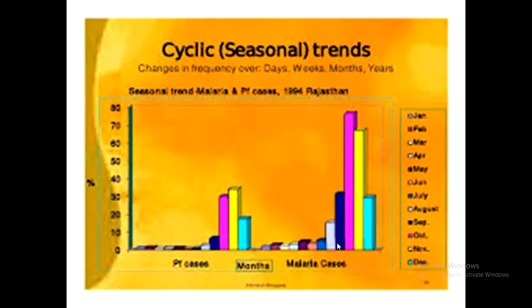And then there are cyclical trends. Cyclical trends means that the disease repeats itself in cycles. For example, even if there is complete coverage of the community with immunization, measles repeats itself after every 2 to 3 years. There is an epidemic of measles. Rubella repeats itself after every 6 to 9 years. Influenza repeats itself after 3 to 4 years.